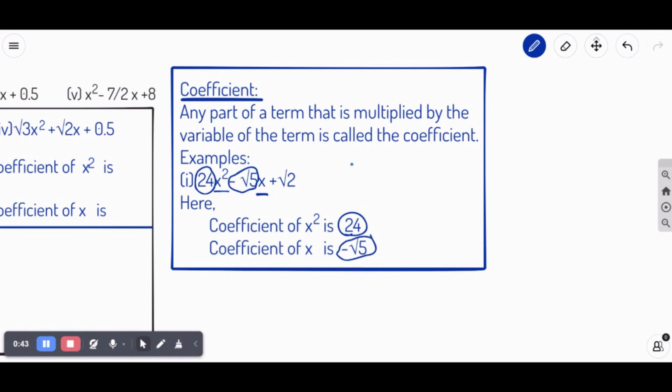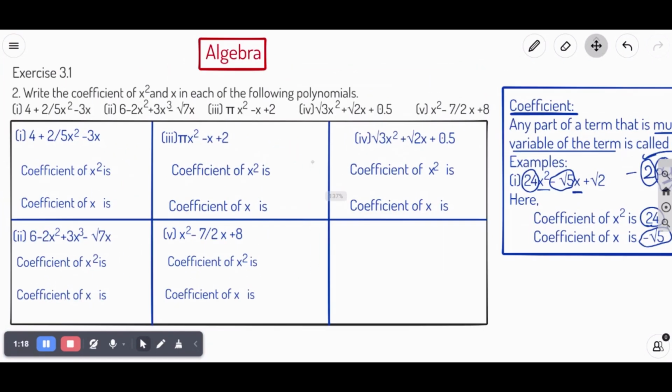Suppose the question is something like 2xy. What is the coefficient of x here? You have to take 2 as well as whatever is multiplied with it. So the coefficient of x here will be 2y, not 2. So this is the coefficient: what is multiplied by the variable of the term. You take out the particular term they ask about, and write the remaining terms as the coefficient of that. If you have any signs, include that sign also in the coefficient answer.